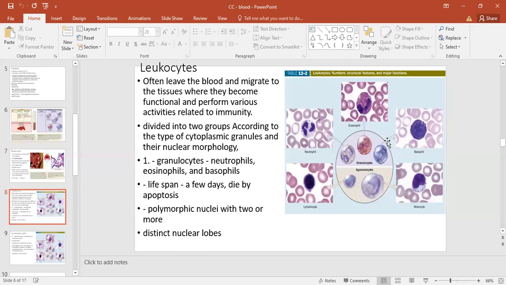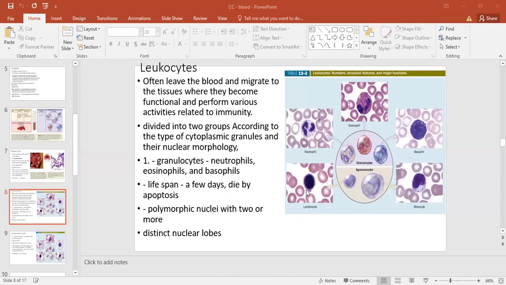By the way, one of the ways I managed to remember is that all the granulocytes have "phil" at the end. So you have neutrophils, eosinophils, basophils. These are granulocytes. And then we have the agranulocytes, the lymphocytes.